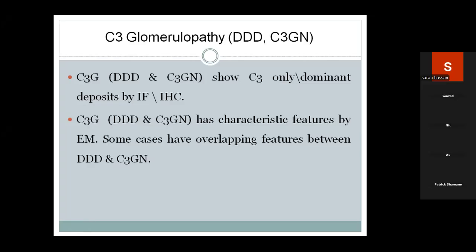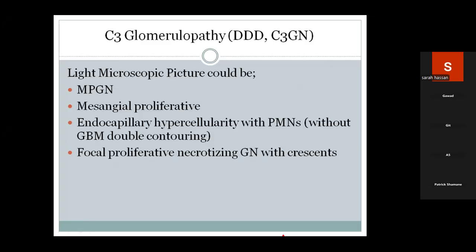Under light microscope, MPGN could be the light microscopic picture, and could be other light microscopic patterns such as mesangial proliferative, endocapillary hypercellularity with polymorphs, or focal necrotizing GN even. So the light microscopic picture does not show that it's a C3 glomerulopathy.